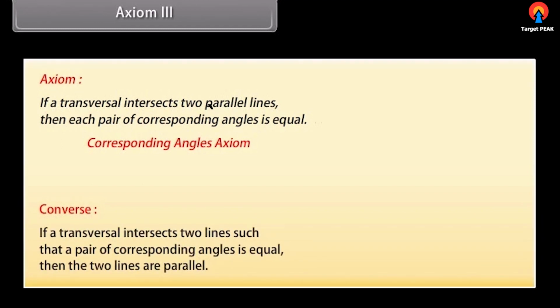If a transversal intersects two lines such that a pair of corresponding angles is equal, then the two lines are parallel. Does this statement hold true?